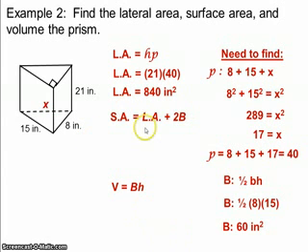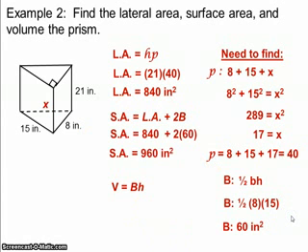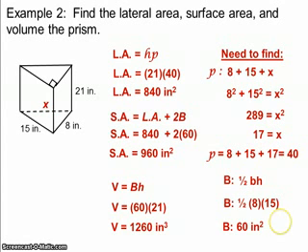Surface area is going to be our lateral area plus 2 times the area of the base. So we just need to plug that in, and 960 square inches is our answer to that. And finally, the volume is the area of the base times the height. 60 times 21, and our volume is 1260 cubic inches this time.